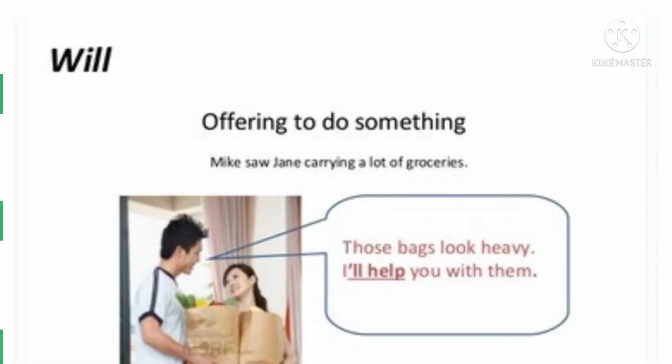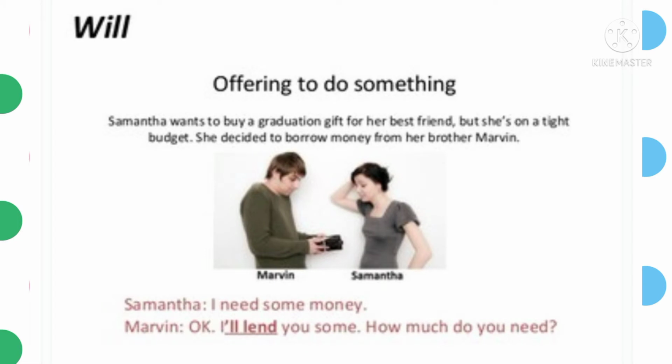Next usage is offering to do something. Mike saw Jane carrying a lot of groceries. So, this conversation: those bags look heavy. What is the offering that he makes? I'll help you with them. So, simple future is used to express an offering with the usage of will. Another example: Samantha wants to buy a graduation gift for her best friend, but she is on a tight budget. She decided to borrow money from her brother Marvin. I need some money. Marvin: Okay, I'll lend you some. How much do you need? I'll lend you some. That is offering.